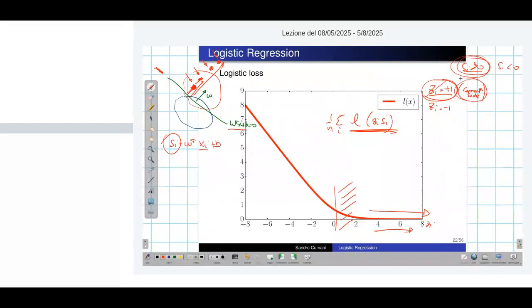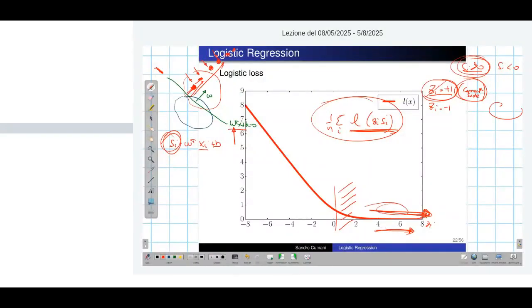So my point will contribute with a loss that decreases exponentially with how far the point is from the separation rule. A point that is correctly classified by my rule, and is far from the plane, will have a very small contribution, and the contribution will decrease exponentially fast with how far I am from the plane.